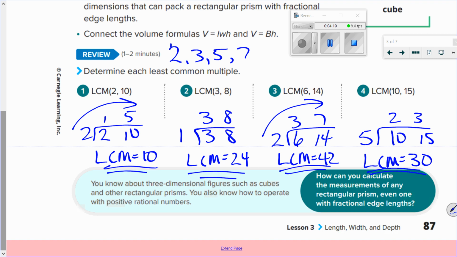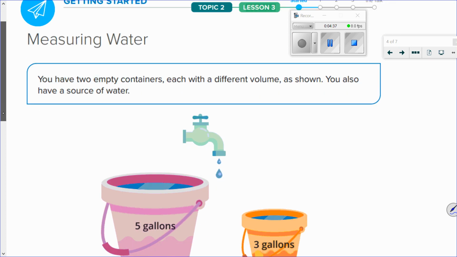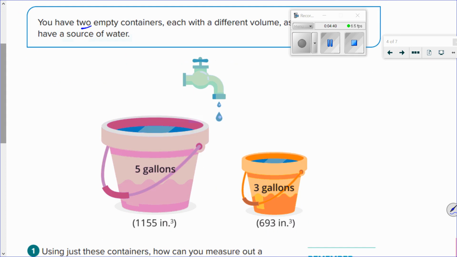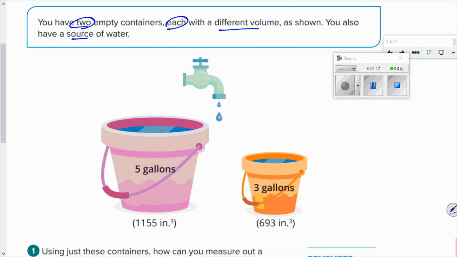Quiet, please. Okay, you know about 3-dimensional figures, such as cubes and other rectangular prisms. You also know how to operate with positive rational numbers. So given those, we're going to look today and open up the whole concept of volume. We're going to start with a thought experiment. I have 2 empty containers, each with a different volume, as shown. You also have a source of water. In other words, I can fill these 2 buckets up.